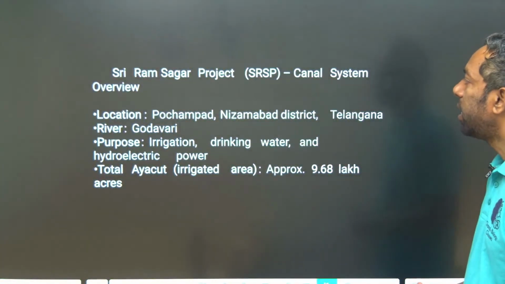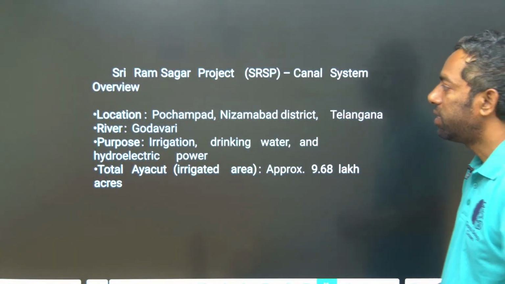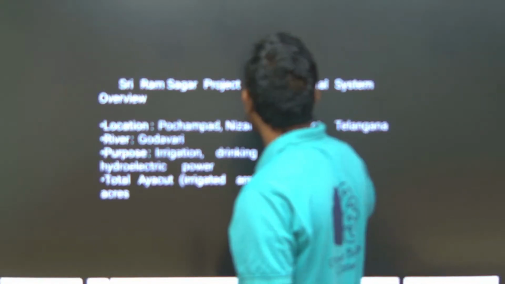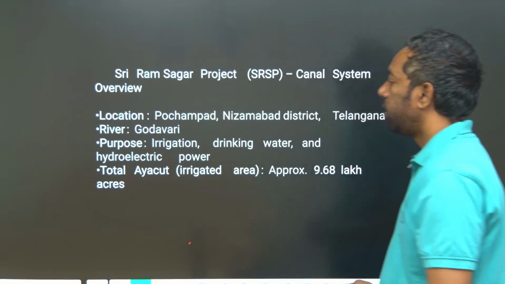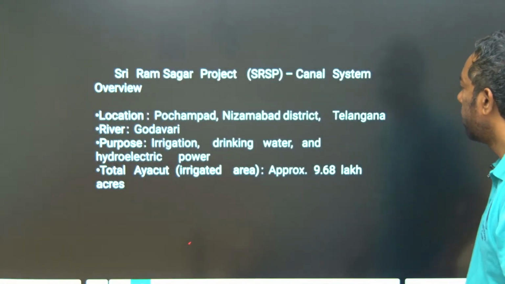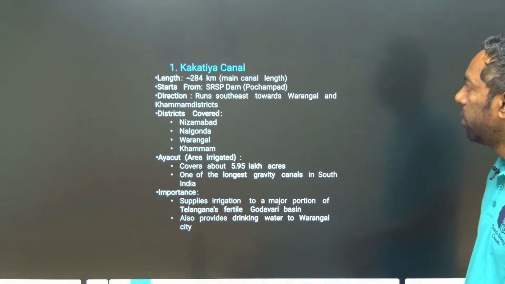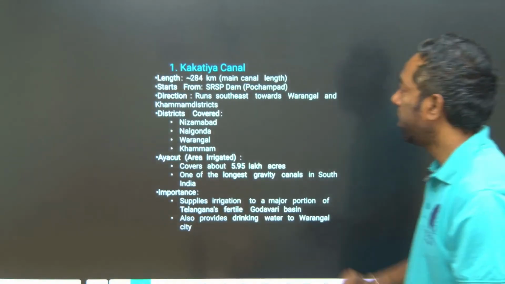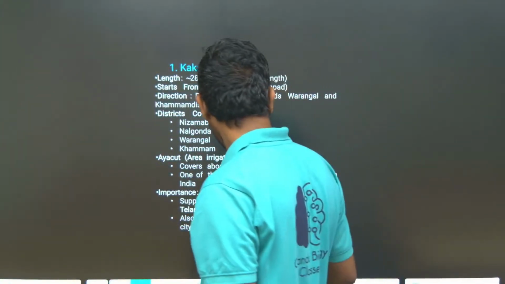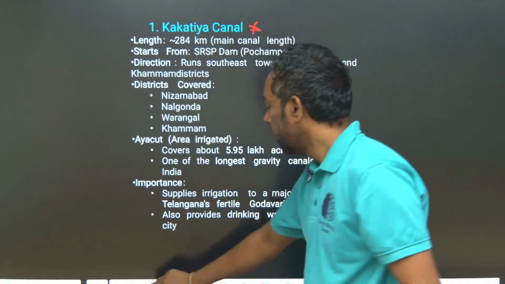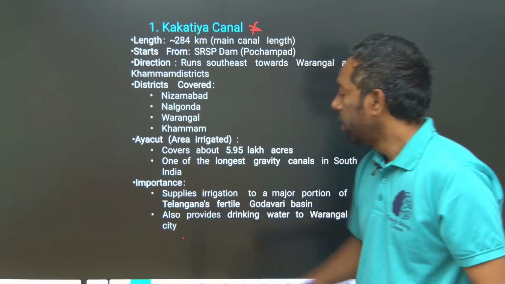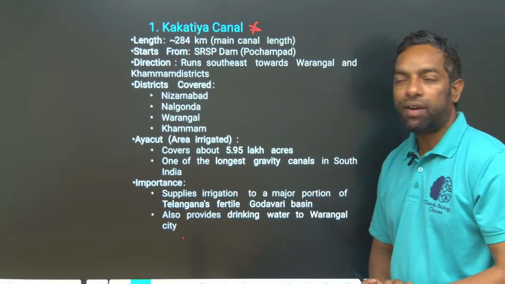Next, the Sriram Sagar project canal system. This is the most important. We are going to discuss the canals. First, the Kakatiya canal. These are the most important for the coming exam. Kakatiya canal of the Sriram Sagar project on the Godavari river.